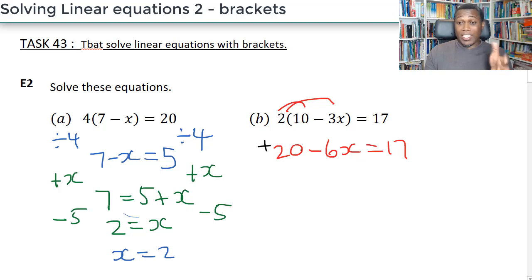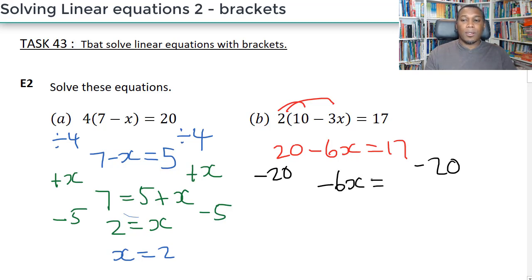I'm not going to add 20. I'm going to take away 20 because this is positive 20. And I don't want the numeric value. So I'm going to take away 20 from both sides. That means on the left-hand side, I'm going to be left with the minus 6x. On the right-hand side, I'm going to get minus 3.